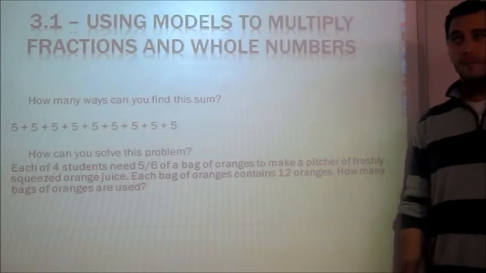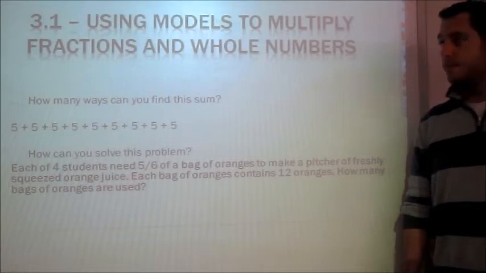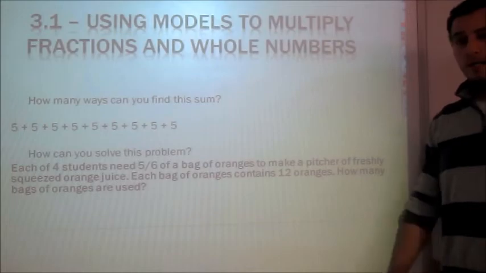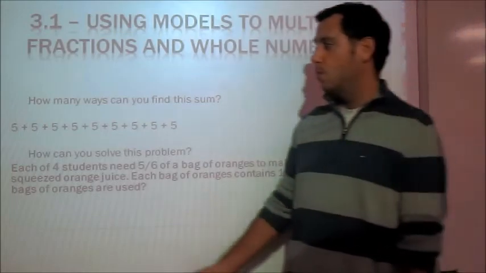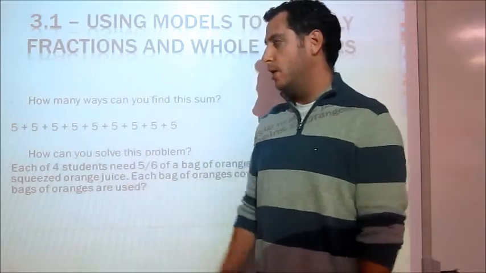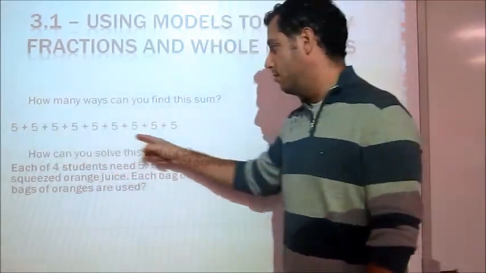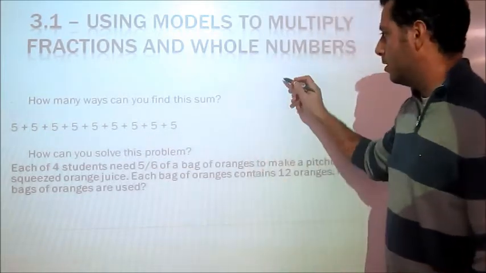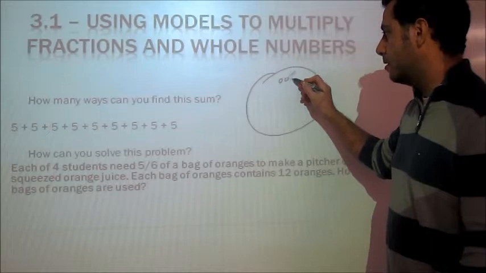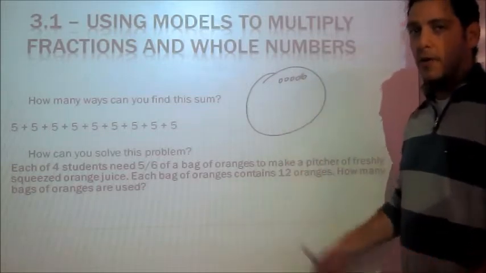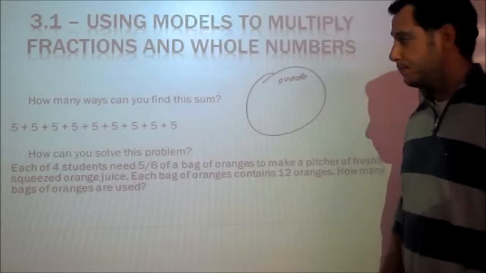Topic 3.1, using models to multiply fractions and whole numbers. How many ways can you find this sum? You could probably find the sum several ways. You could count by fives, 5, 10, 15, 20, and so on. You could count the number of fives and then multiply that number by 5. Or we could use a bank model and enter sets of 5 counters into the bank to figure out how many we would have in the end.